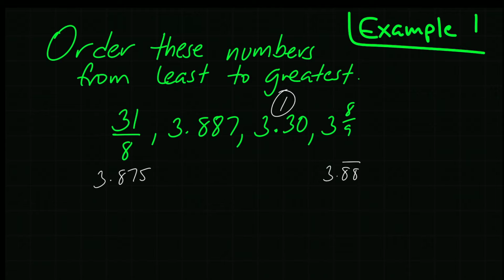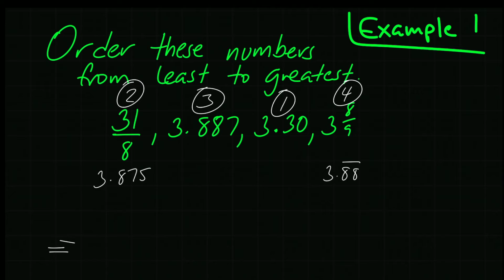Then we have 3.875 as the next in order. Then we have 3.887. And then we have 3.888888 repeating. So that's going to be our fourth.